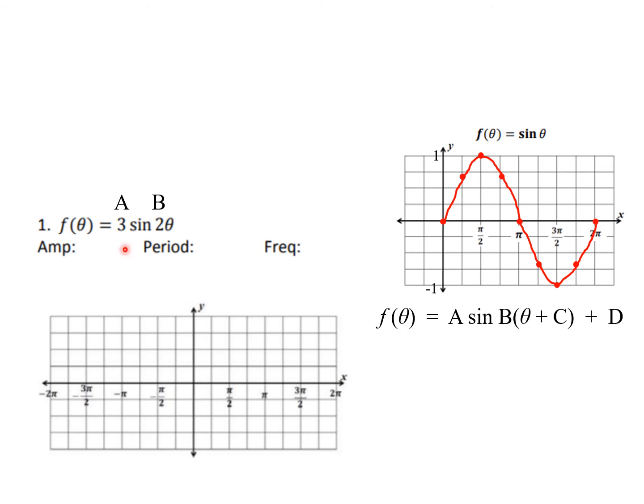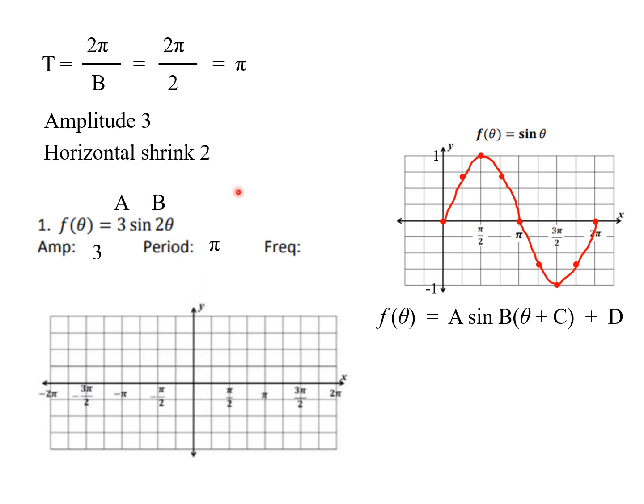All right, and that actually identifies that A is 3. Remember, A is the amplitude. So this gives us an amplitude of 3. I'm just going to place that in our table down there. And now B, remember, B is related to the period by this expression. The period is equal to 2 pi over B. And since B is equal to 2, that gives us a period of pi. And if the period of the parent function is 2 pi, and the period of this function is pi, what that means is this function is shrunk down horizontally by a factor of 2. This is a horizontal shrink of 2.